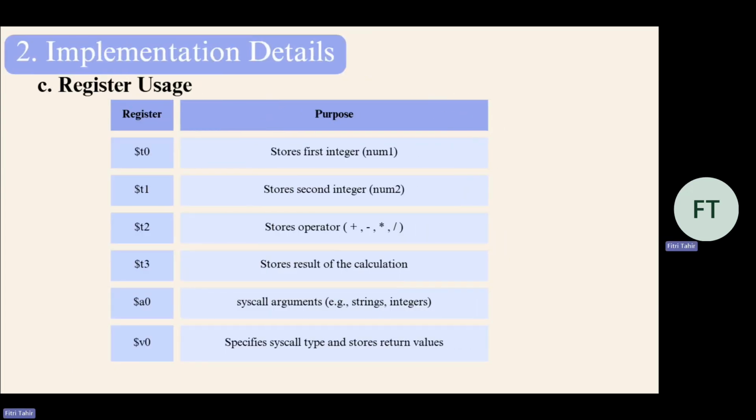For the register usage, to manage data, we use specific registers. The T0 stores the first integer, the T1 stores the second integer, the T2 stores the operator, which is add, minus, multiplication, and division. The T3 is used to store the result of the calculation, and A0 is used for syscall arguments, for example, strings or integers. The V0 is used to specify the syscall type and stores return values.